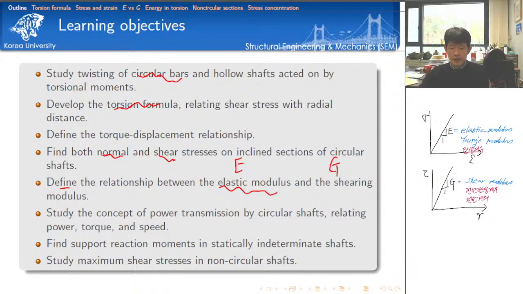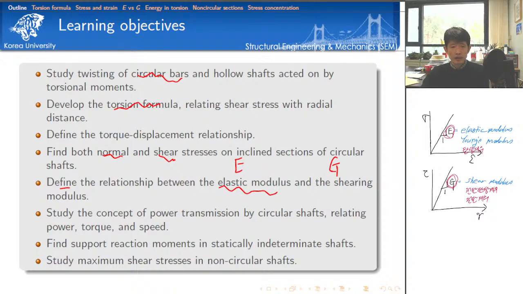So in this chapter, we'd like to find a relation between the elastic modulus and shear modulus. Is the shear modulus independent of the elastic modulus, or is there a one-to-one relation? Although we're going to derive the relation later, if I give you the answer in advance, these two parameters are not independent of each other. There is a one-to-one relation between the elastic modulus and shear modulus.